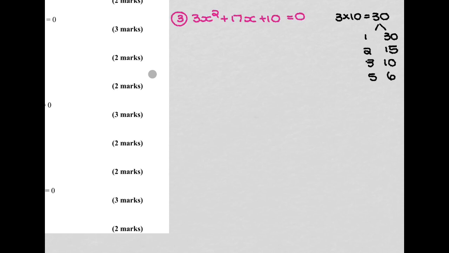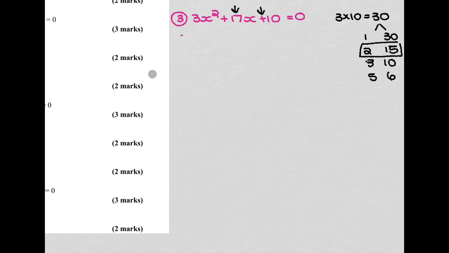You do not have to do this step every single time. Eventually you'll get used to identifying which pair work. But until that point, I would suggest you write them all down. I want to add factors to get 17. So the pair that would work are 2 and 15.